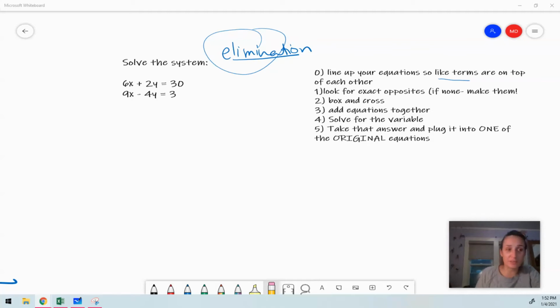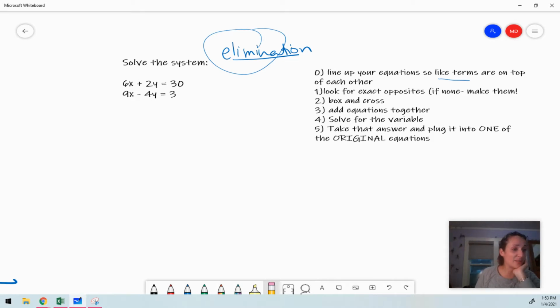Right, so here we are with level 2 elimination. You might have noticed that when we were solving in level 1, we always immediately had exact opposites. When I go through the steps here and I line them up, 6x and 9x are not exact opposites. 2y and negative 4y are not exact opposites. So that means if there are no exact opposites, we need to make exact opposites.